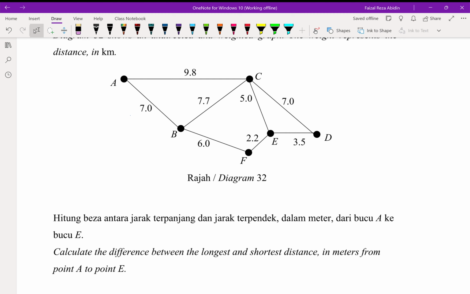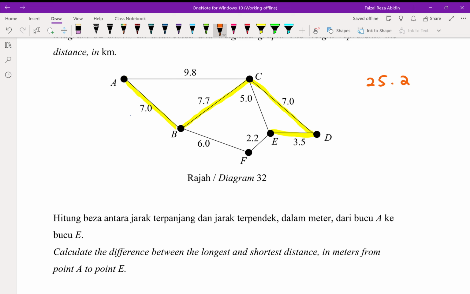Okay. So, shortest, we take longest first. Longest, of course, we are going to have A to C. And then? Longest is A, B, C. A to B, B to C. Right, because 7 plus 7 is 14. Okay, A, B, C, D. And then C to D is going to be 7, D to E. So here you are going to get 7 plus 7.7 plus 7 plus 3.5. What do you get? 95.2. Okay, that's going to be the longest.